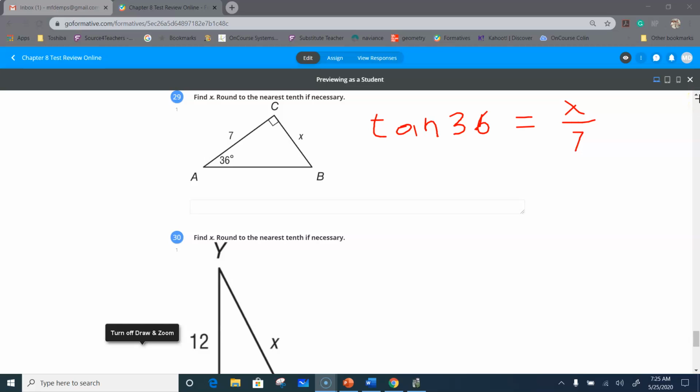So making sure you're in degree mode, and if you have the TI-34, you have to hit second and the pi button, and you'll see the trig menu. But if you're in degree mode, which you're supposed to be, then the tangent of 36 should be 0.7265.